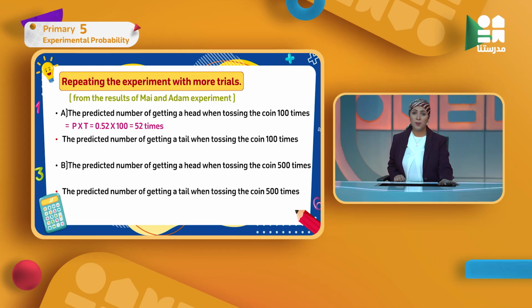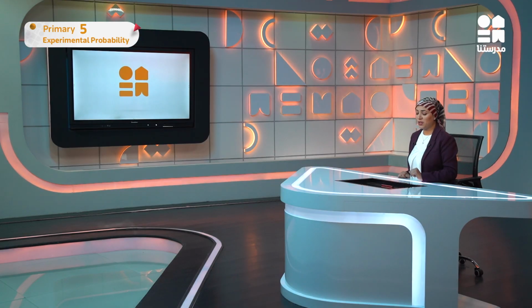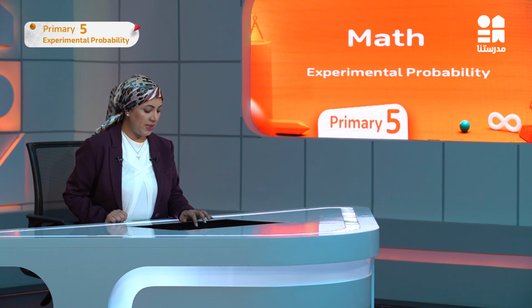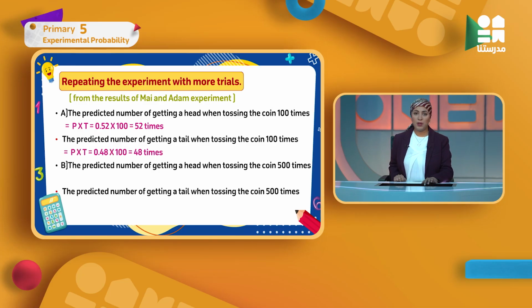So here P times T equals 0.52, the probability of getting a head, times 100, which is the total number of trials. The answer will be 52 times, as you see. Now I will apply this with the tail: 0.48 times 100 equals 48 times.